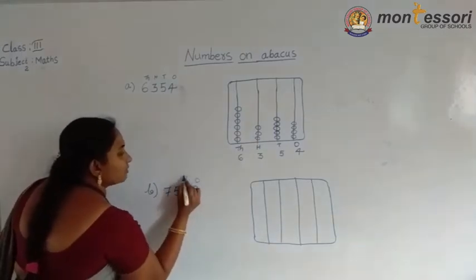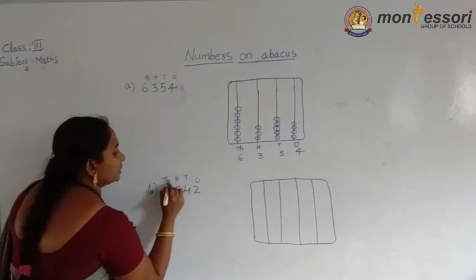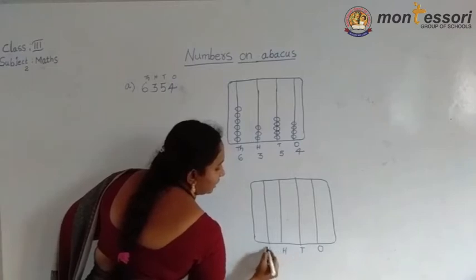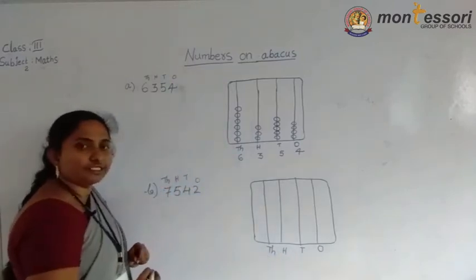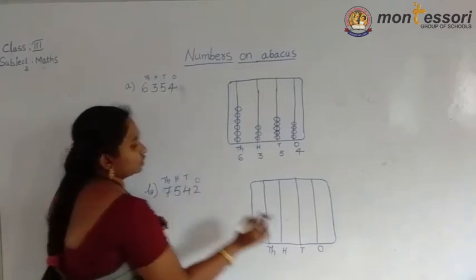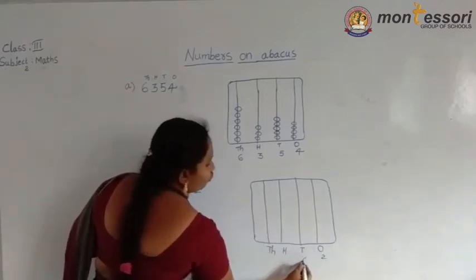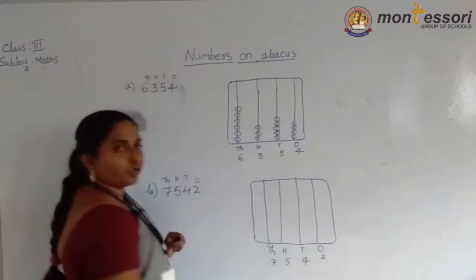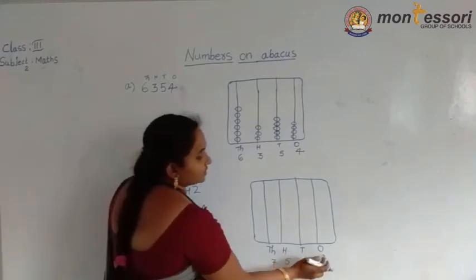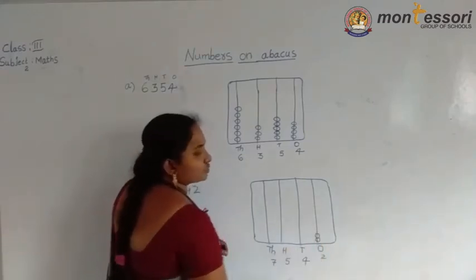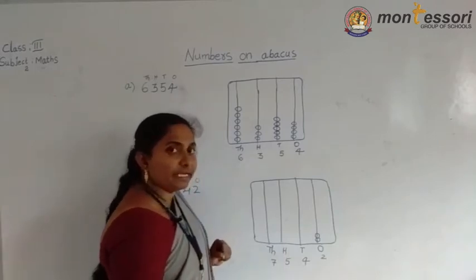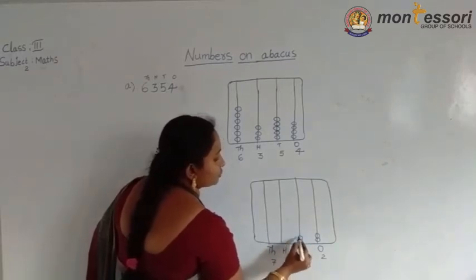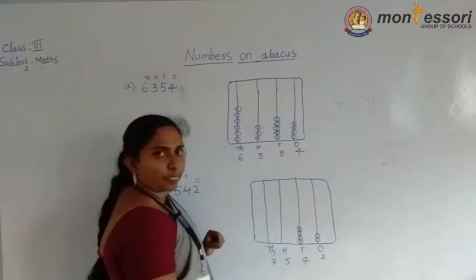Next I am writing here ones, tens, hundreds, thousand. Understood? Now here the ones place 2, tens place 4, hundreds place 5 and thousands place 7. Now I put 2 circles here. These circles we call beads. Now here how many are there? 4. Now I draw 4. 1, 2, 3, 4. Understood?